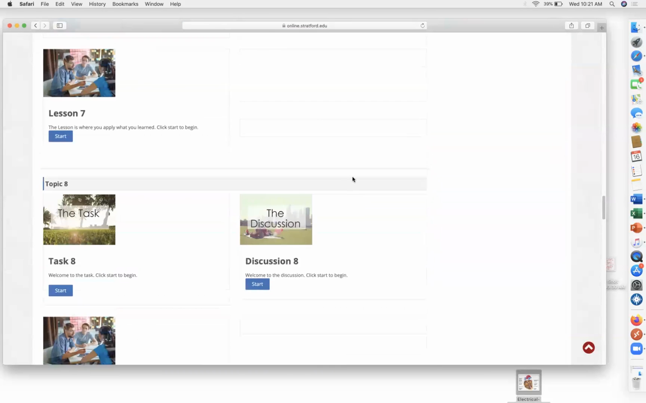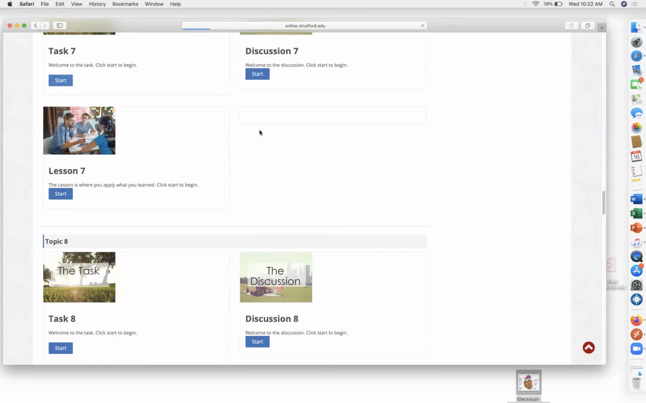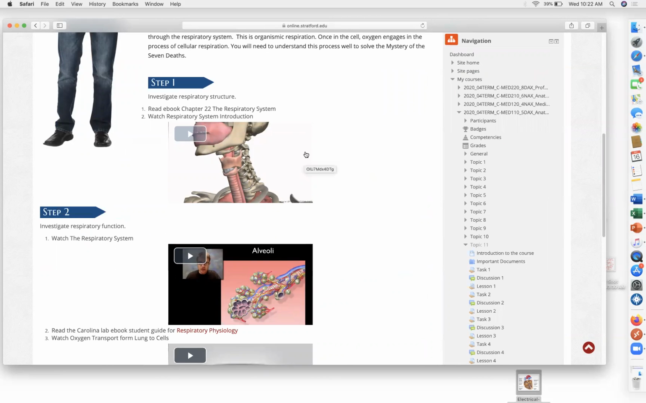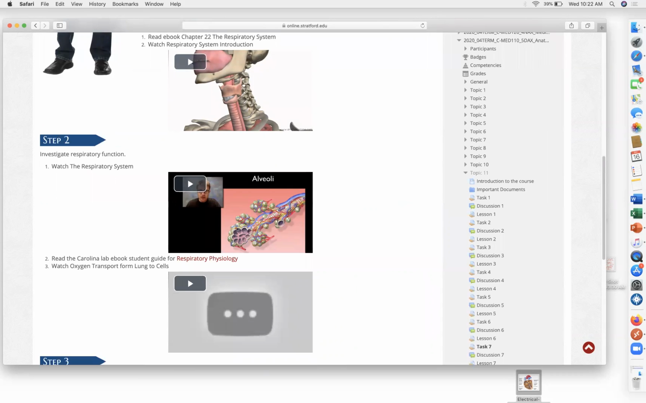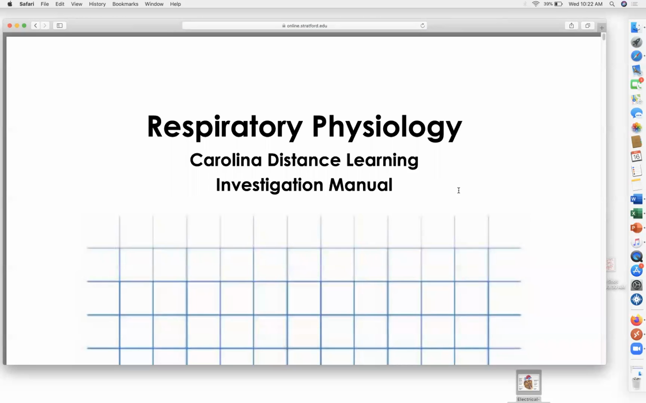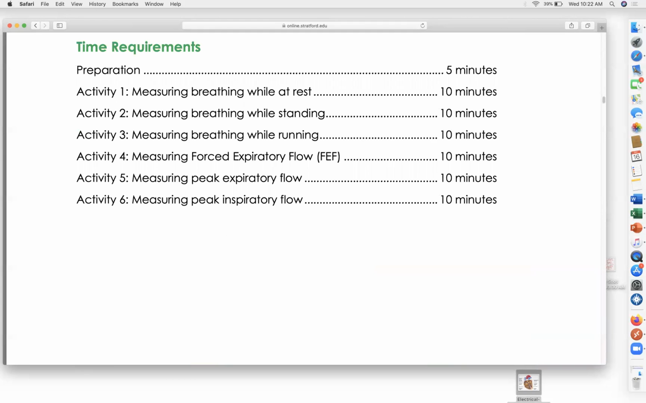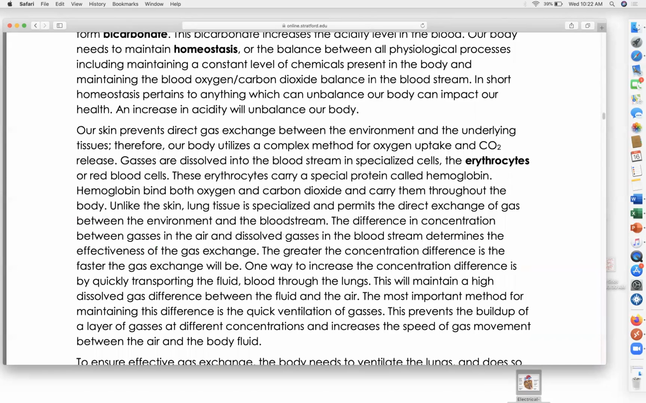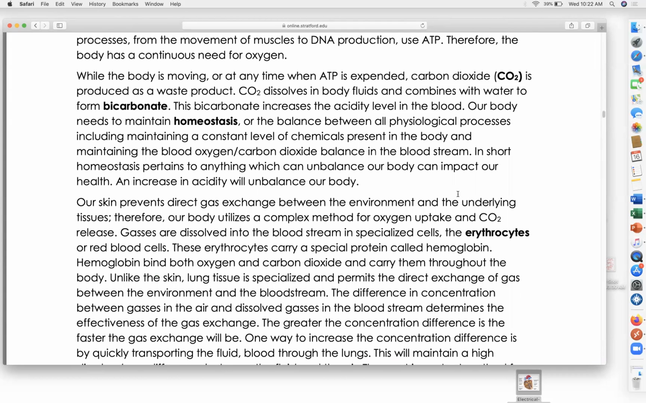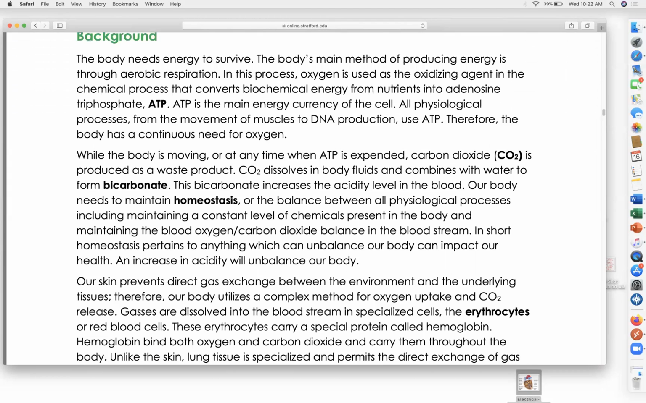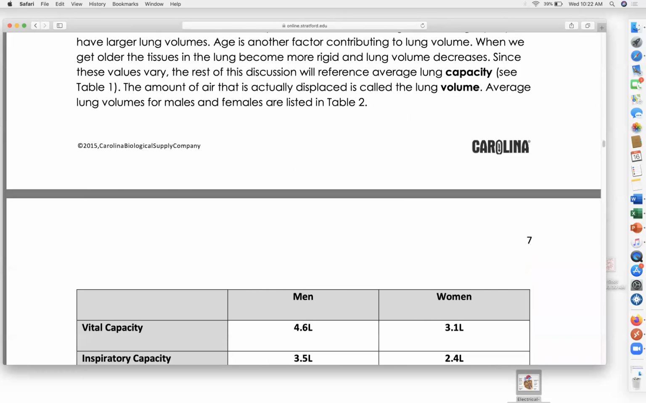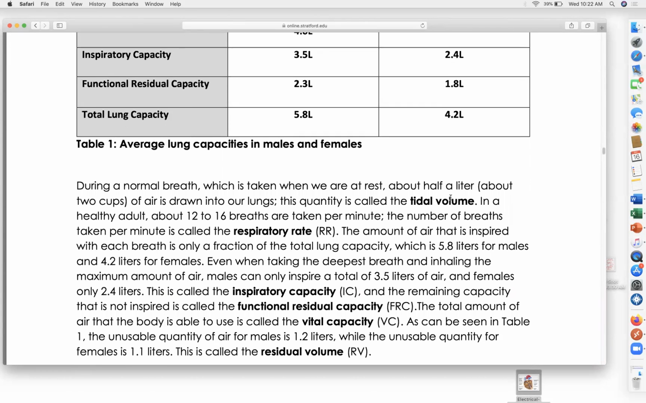Again, we're in week 7. Respiratory system as a whole, we know all the parts. Here's some nice notes from Carolina Labs. Let's see what they have to offer. It's probably the same thing, but in record, in text form. We talked about carbon dioxide, homeostasis, ATP, erythrocytes. How do you breathe? All the parts. Yeah. Some lung volumes here.